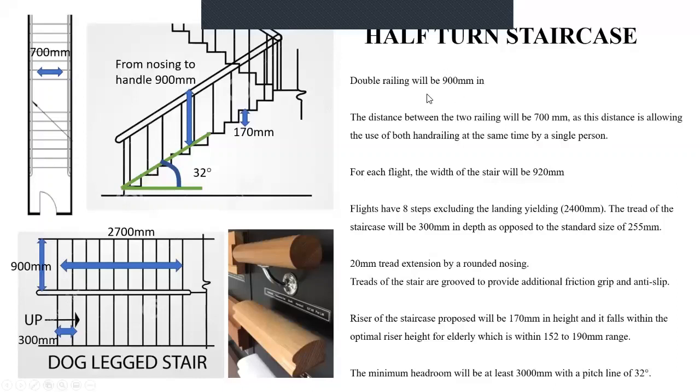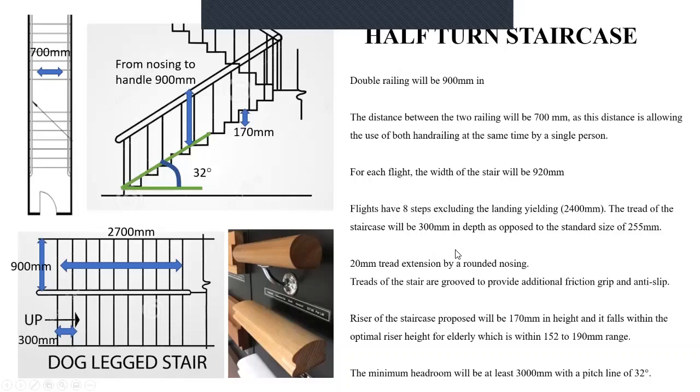So we implement dual railings in this staircase, and the height of the railing will be 900 mm, and the distance between the two railings will be 700 mm, as this distance allows the use of both handrails at the same time by a single person. For each flight, the width of the stair will be 920 mm, and each flight has 8 steps excluding the landing.